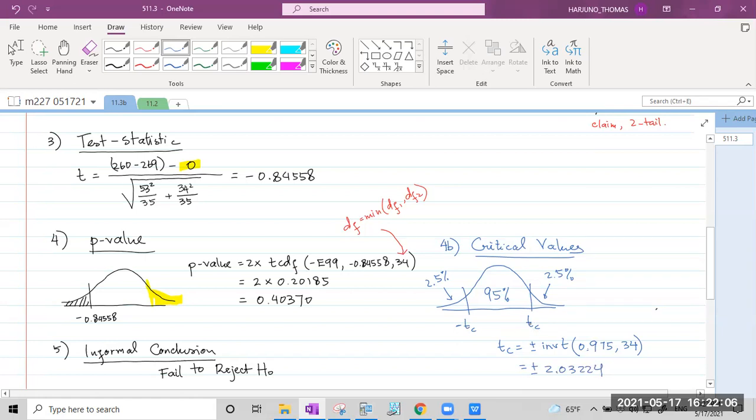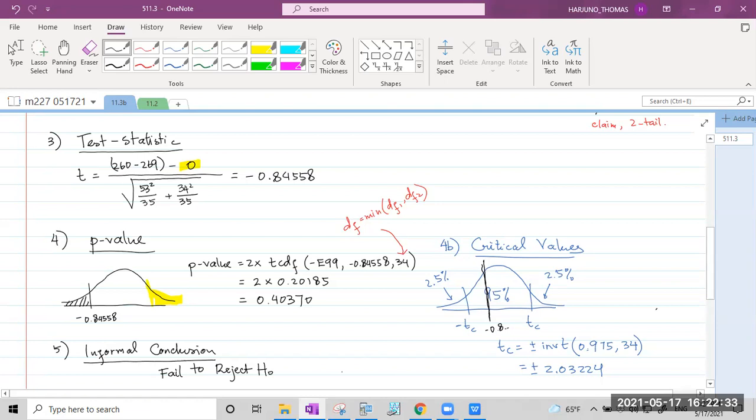Now our test statistic is located slightly to the left of the peak. This is negative 0.8 something, right? While the critical value is plus minus 2 something. Okay, so the test statistic is not in the tail region. Therefore, we fail to reject the null hypothesis.